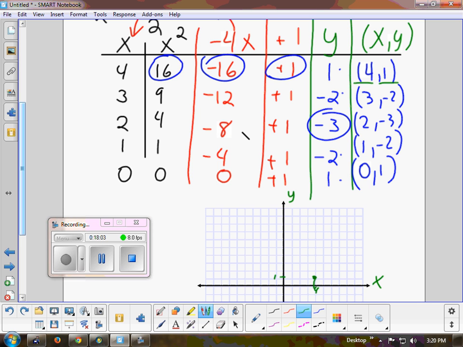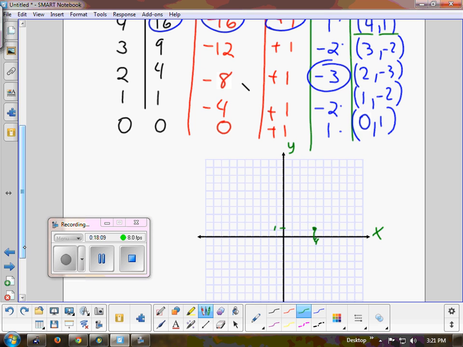Your next value is 3. 1, 2, 3. Down 2. So 3 down 2. It's going to be right here. 2 down 3 over 2. We're at 3. Sorry, it's kind of hard to write on this. 3, 2, 2, negative 3 is right here.